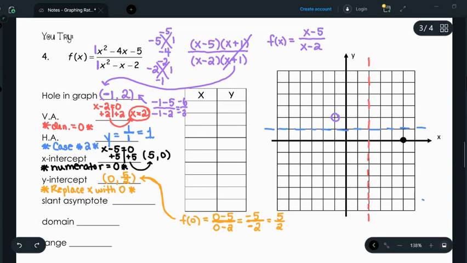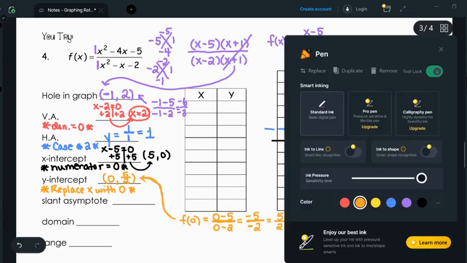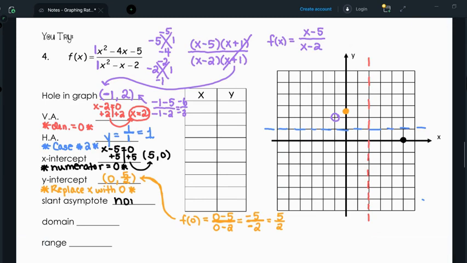Next, we state that we have no slant asymptote because we do not have the case of the degree of the numerator being 1 degree larger than the denominator. They're the same degree, so there's going to be no slant asymptote. For domain, we're always going to have x cannot be equal to the x value of the hole if we have one, which we do.